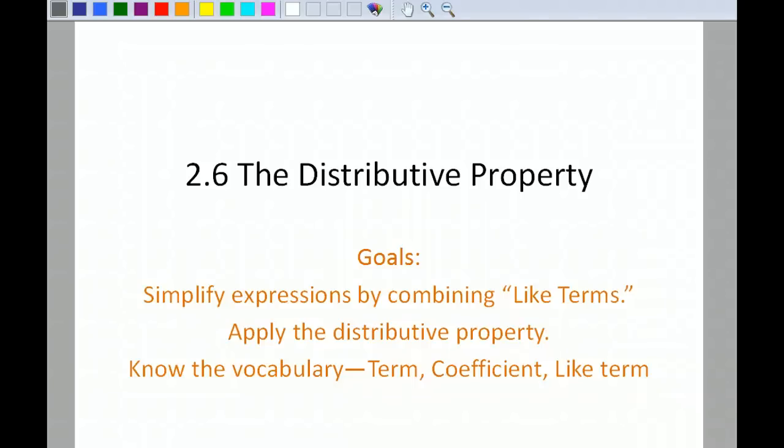Okay, this is lesson 2.6, the distributive property. Our goals for this lesson are, I want you to be able to simplify expressions by combining like terms. You also need to be able to apply the distributive property, and it's essential that you know the vocabulary. The vocabulary for this lesson is term, coefficient, and like term.